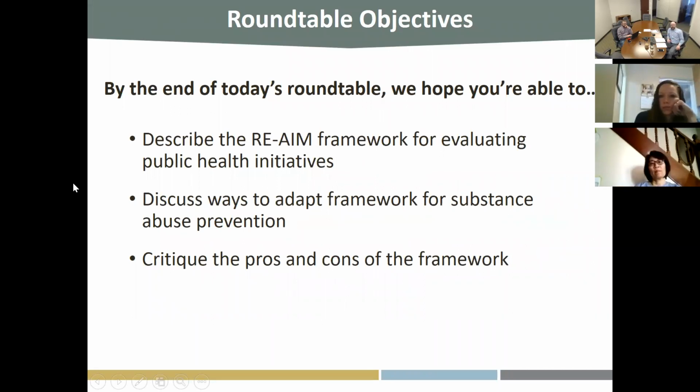So by the end of the roundtable today, we're hoping that you all will be able to describe the REAIM framework for evaluating public health initiatives, discuss ways that we might adapt it for substance abuse prevention, and then critique the pros and cons of the framework. Because I think, as with any framework or model, it's not perfect, so there's room for discussion around what we like or don't like about it.